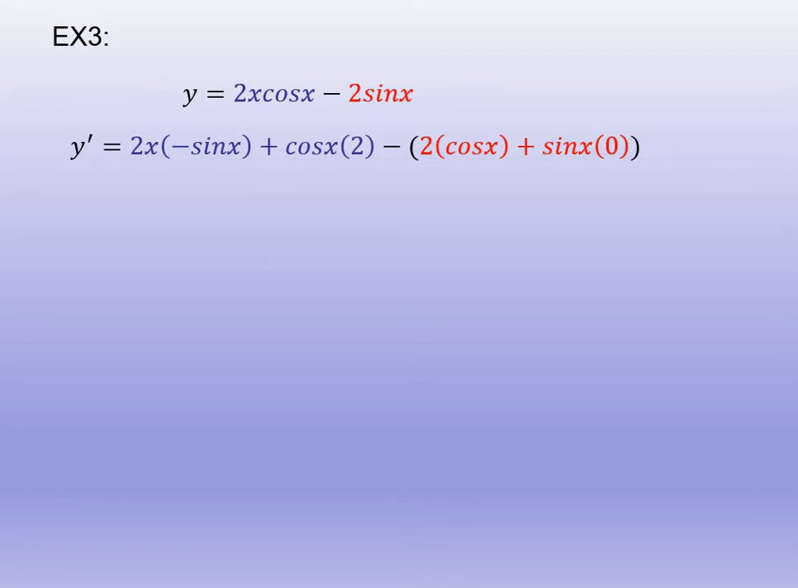So rewrite and simplify here. When we rewrite, we're left with negative 2x sine of x plus 2 cosine of x minus 2 cosine of x. Notice the 2 cosine of x and the minus 2 cosine of x will cancel. So our final derivative is y prime is negative 2x sine of x.